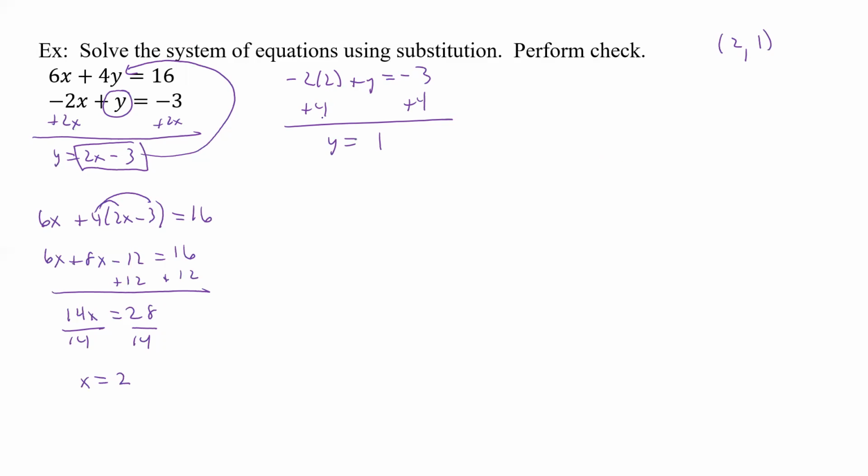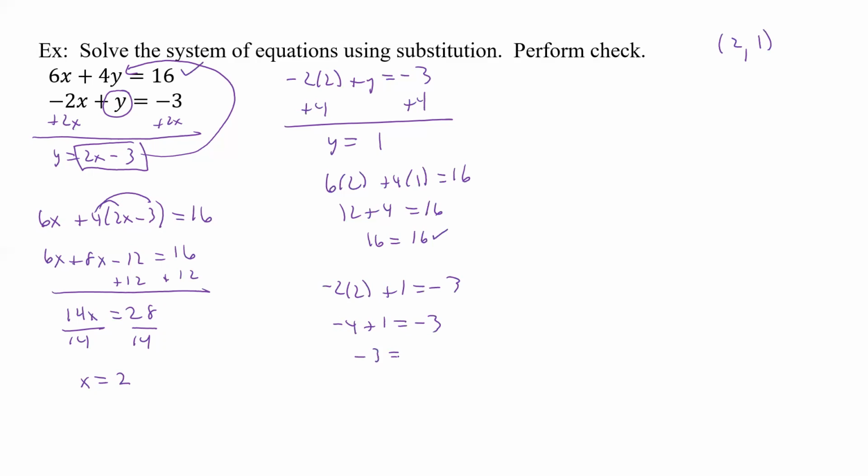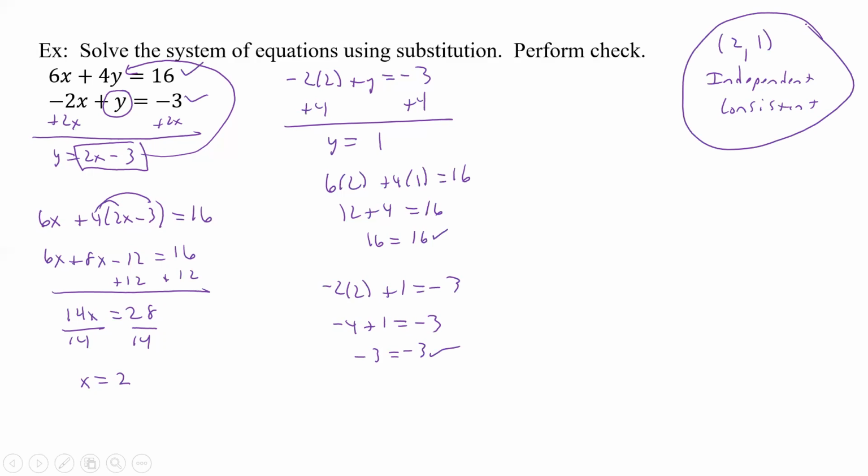Now let's check and see if it is. Okay, well, 6 times 2 plus 4 times 1 equals 16. That's 12 plus 4 equals 16. That's 16 equals 16, so it works in the first one. Now it should work in the second one because that's how we found it. Minus 2 times 2 plus 1 equals minus 3. That's minus 4 plus 1 equals minus 3. Well, that adds up to a negative 3. And so it checks there as well. So it's independent and consistent. And that would be my solution to that one.